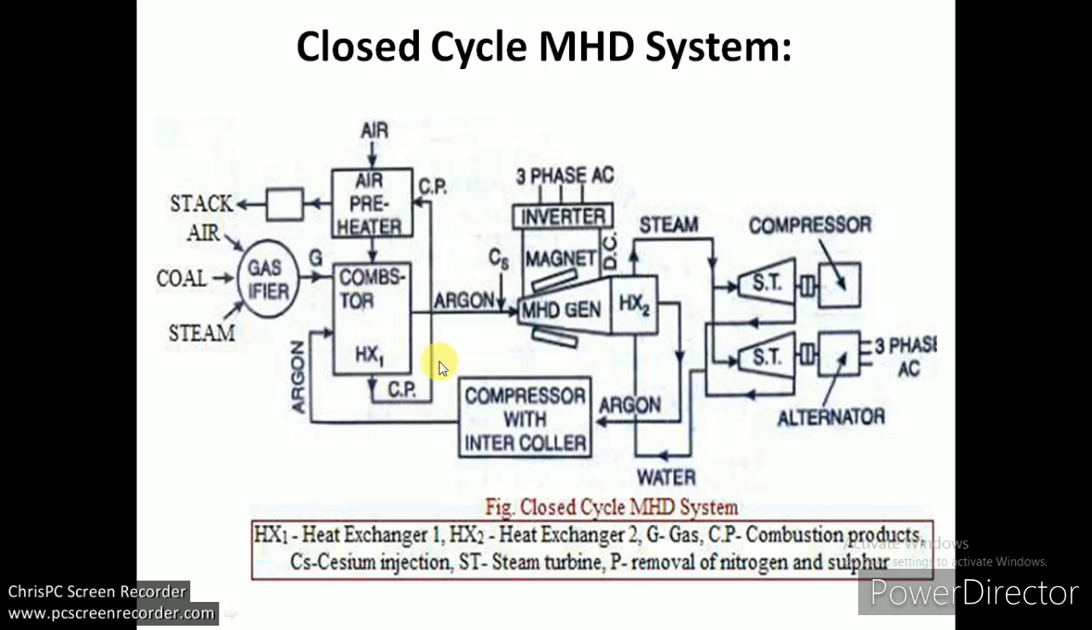After combustion, the combustion product is not disposed directly to the surrounding. First it is taken to the air preheater. The air coming for the combustor has its temperature increased in the air preheater with the help of this exhausted combustion product. After utilizing their heat, they are disposed to the surroundings through the stack and chimney. So this is the complete cycle, and there are various salient features of this closed cycle.